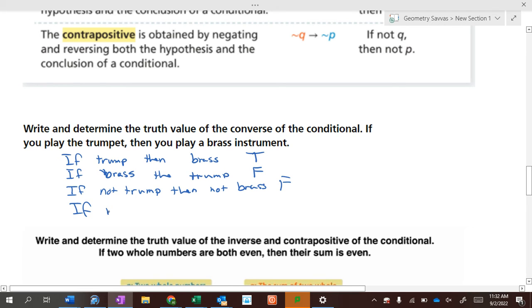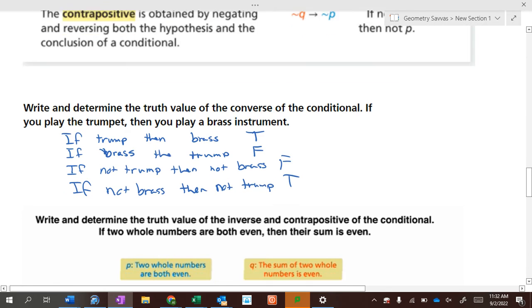So if you do not play a brass instrument, then you do not play the trumpet. True or false? That is true. Because if you don't play a brass instrument, you can't be playing the trumpet. All right.